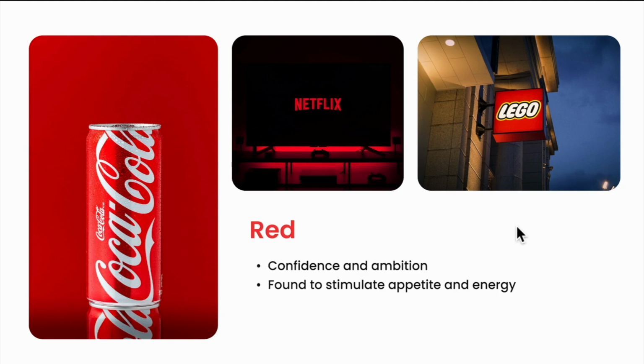Red, confidence and ambition, frequently used to represent things like masculine energy and found to stimulate appetite and energy. So once again, you can see how a lot of restaurants, a lot of food or soda companies will use red. But when you come to things like Netflix or Lego, maybe it's energy they're trying to stimulate. Netflix is like this whole new thing. It's kind of like getting on the couch and watching Netflix on your computer or on your TV. It just seems like something that's a little intimate and calming.